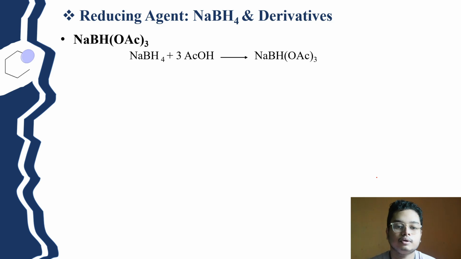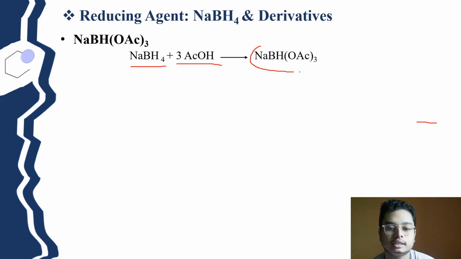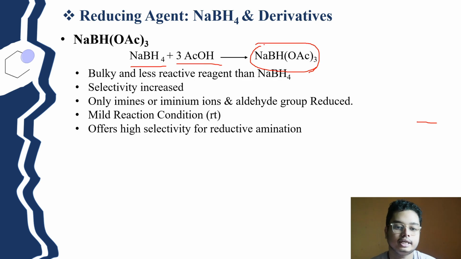Now let us talk about NaBH(OAc)3. How do we prepare this reagent? Simply, you add NaBH4 and acetic acid, which react to generate this type of reagent. Now, if we look at this reagent, it is bulky because of the addition of this acetoxy part. Since it is a bulky reagent, the stereoselectivity increases.